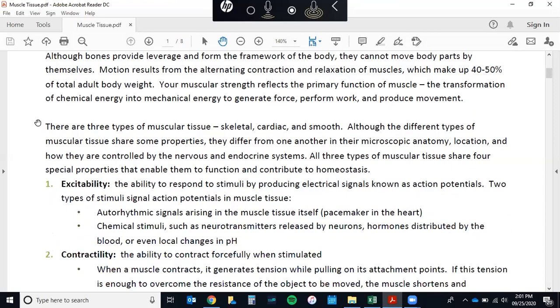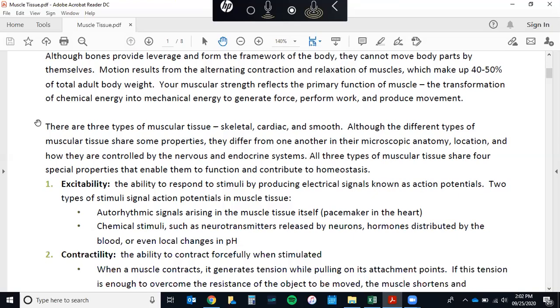Although bones provide leverage and form the framework of our body, they cannot move body parts by themselves. Our motion results from alternating contraction and relaxation of muscles. I should say here that skeletal muscles make up 40 to 50% of total adult body weight. Your muscular strength reflects the primary function of muscle, which relates to all three types: transforming chemical energy into mechanical energy, which enables us to generate force, perform work, and produce movements.